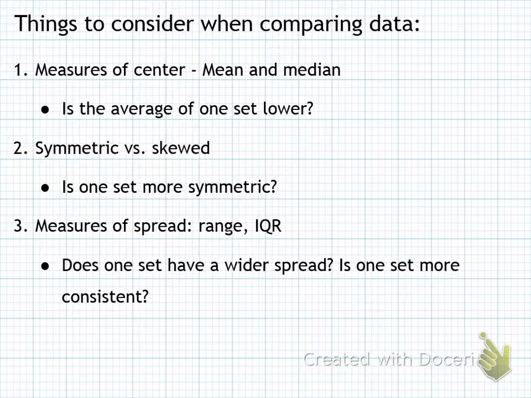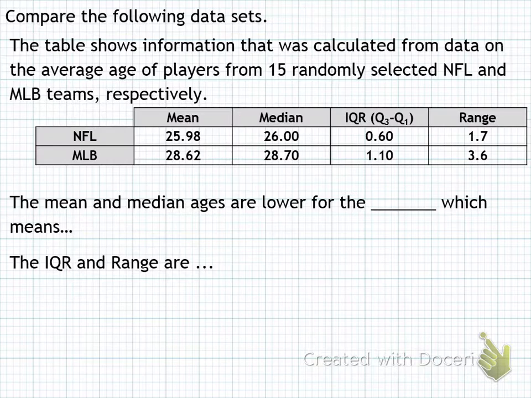And same with the IQR. The IQR, remember, tells us the interquartile range, so it accounts for the middle 50% of the data. So we could look at the middle 50% of the data in each case and compare the data that way.